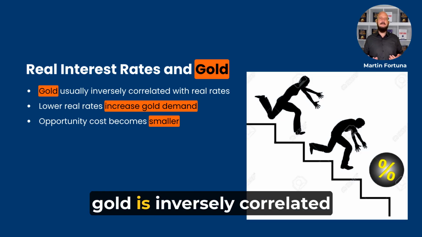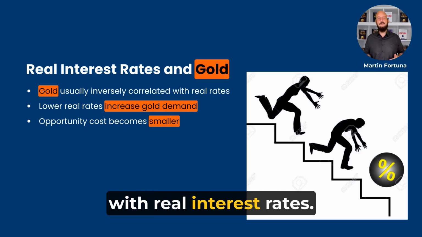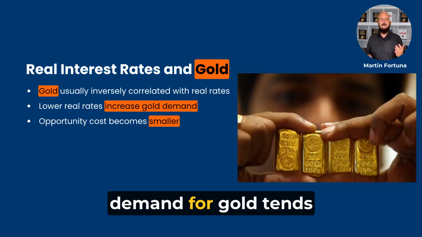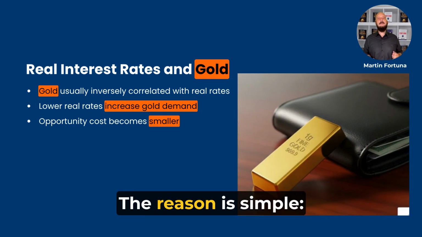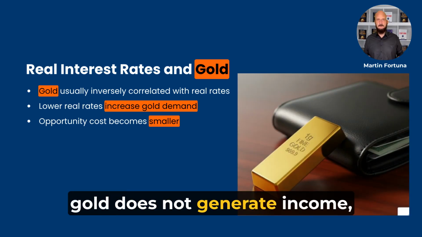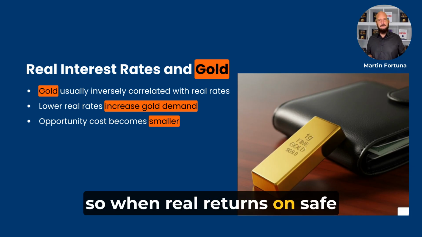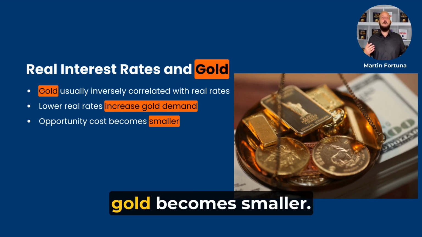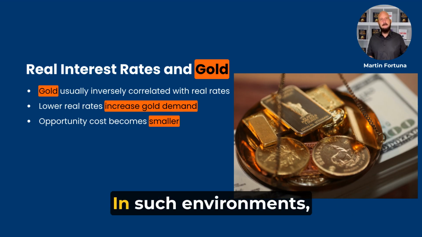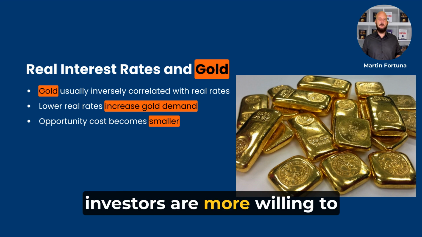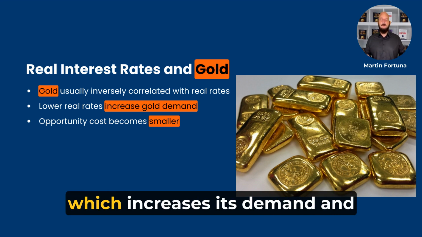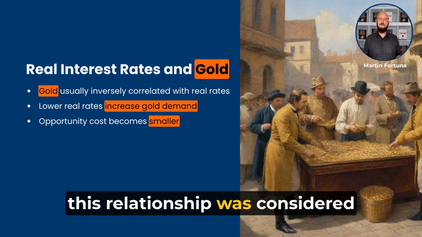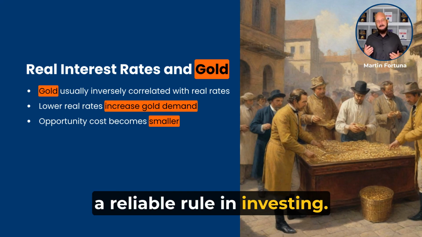Traditionally, gold is inversely correlated with real interest rates. This means that when real rates decrease, demand for gold tends to increase. The reason is simple. Gold does not generate income, so when real returns on safe assets are low or negative, the opportunity cost of holding gold becomes smaller. In such environments, investors are more willing to allocate capital to gold, which increases its demand and price. For many years, this relationship was considered a reliable rule in investing.